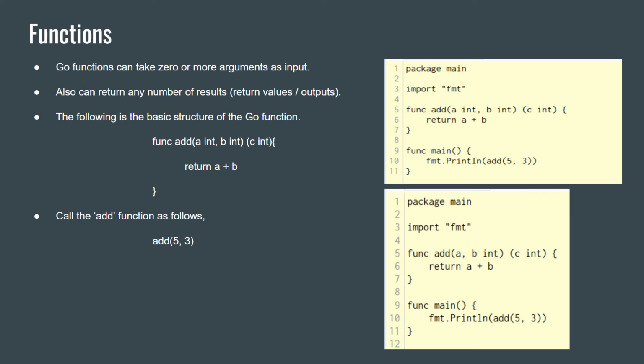If our argument list has arguments in the same data type, we can only mention that data type for the last argument as shown here.